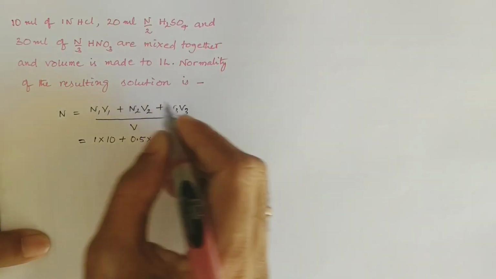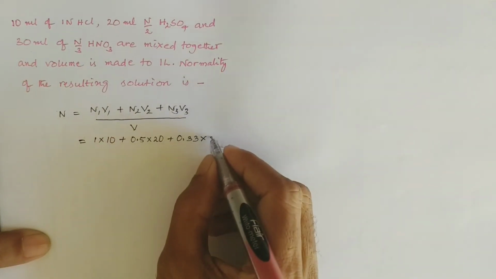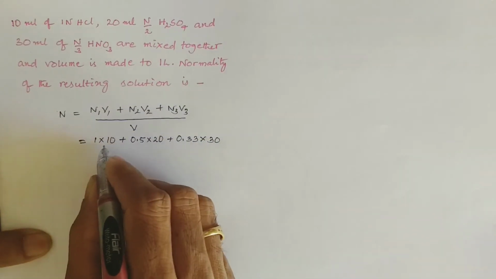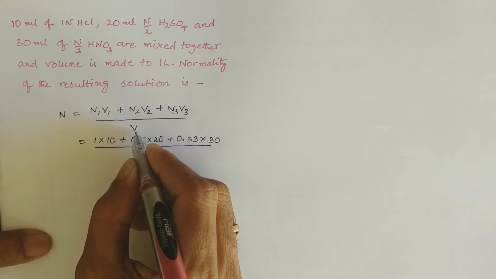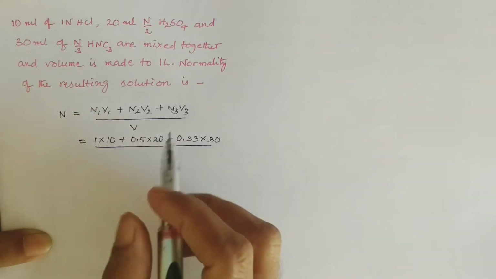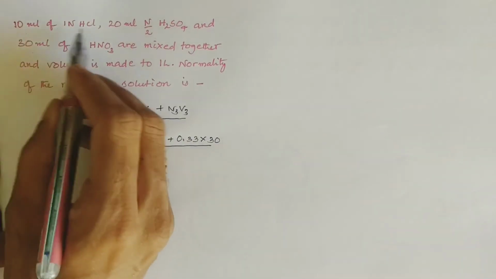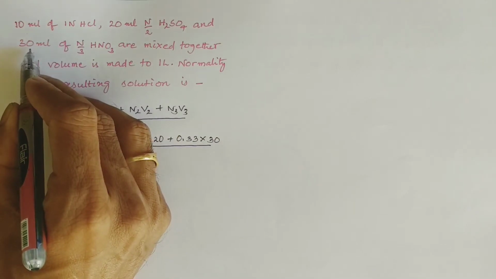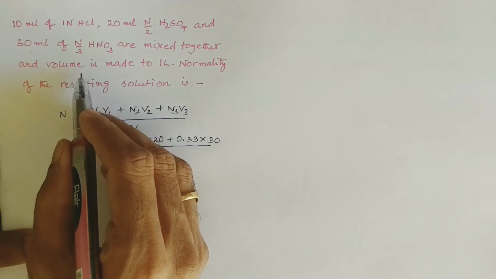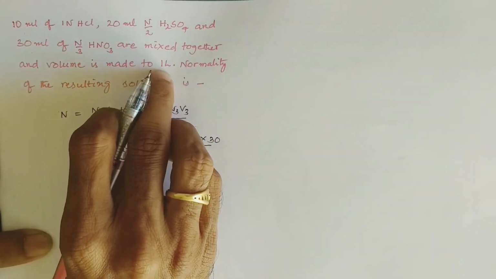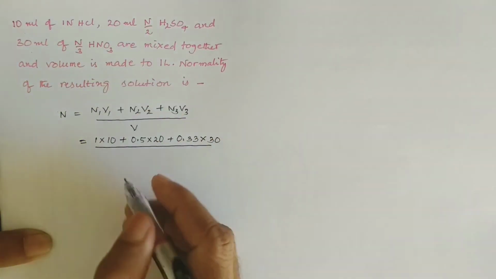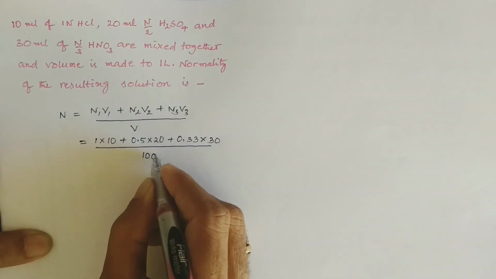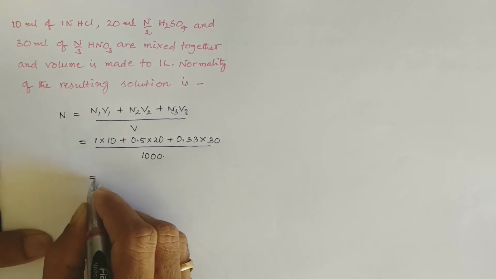Volume of this solution is 30 milliliters divided by total volume. Okay, total volume is what? 10 plus 20 plus 30. So that is 60 ml. But this solution is made to 1 liter, so that means we have to take 1 liter or 1000 milliliters. That is the final volume, right? Now calculate.